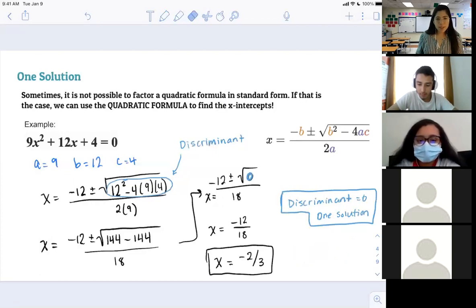Anyways, that's our answer. So one solution, the solution is -2/3, which means that this parabola only touches the x-axis at one place. Questions?